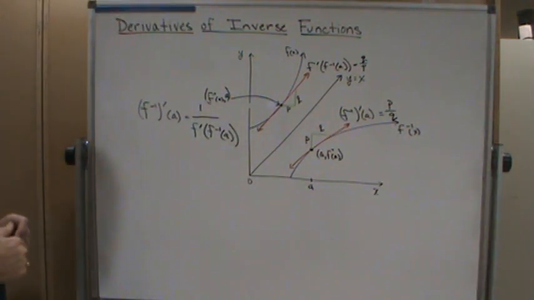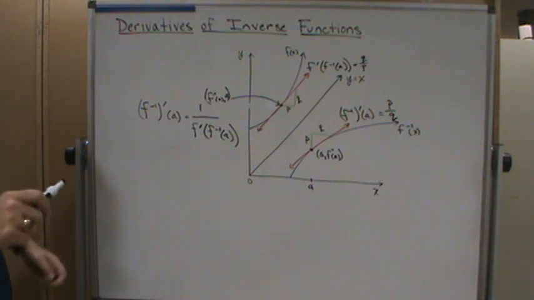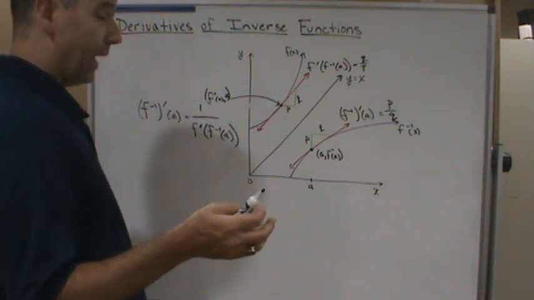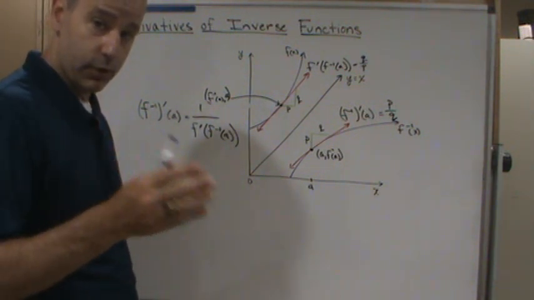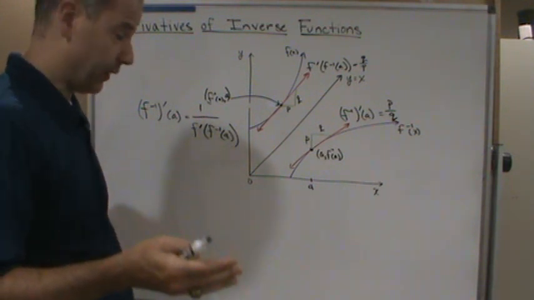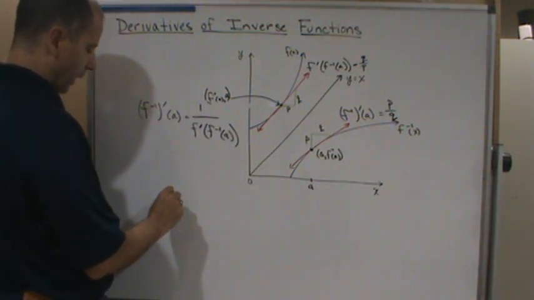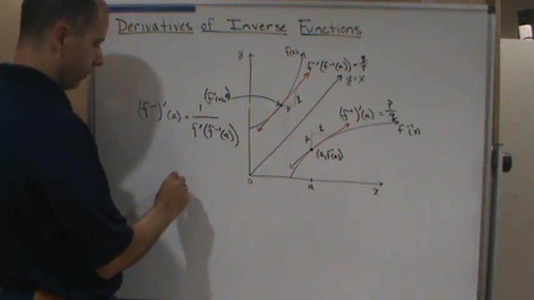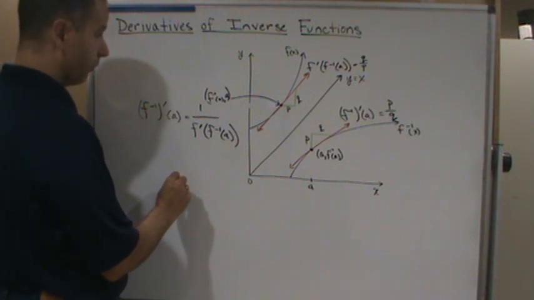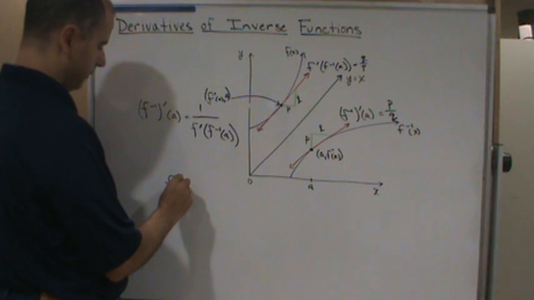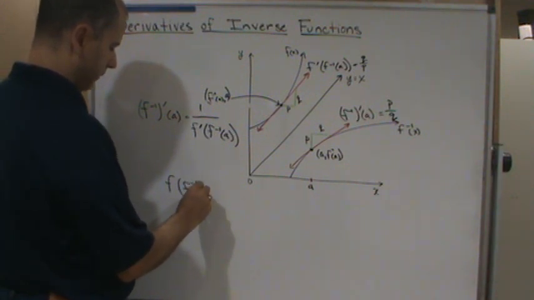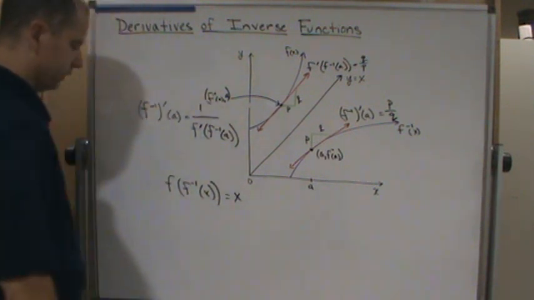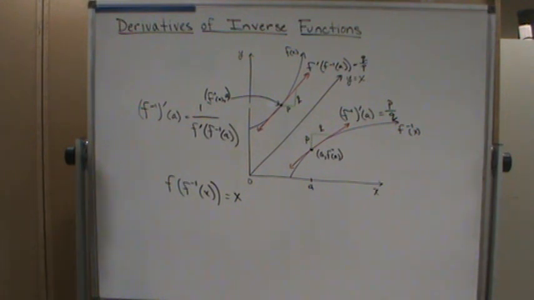Okay, now we could also derive this algebraically, because if we look at composite functions, because remember, inverse functions, if you have inverse functions, you can compose them and you can get x back out. So what we know is that f of f inverse of x equals x, right? If we have two inverse functions.